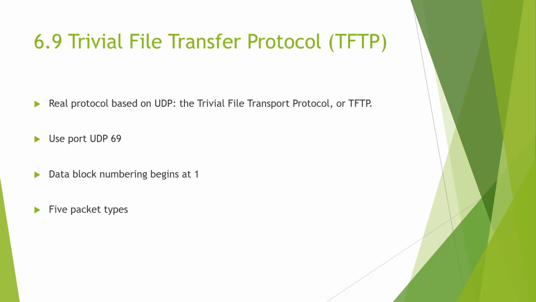With TFTP, there are 5 main packet types. The packet types are a read request, which will contain the file name and a text binary. A write request. There will be a data packet, and this will contain a 16-bit block number and up to 512 bytes of data.